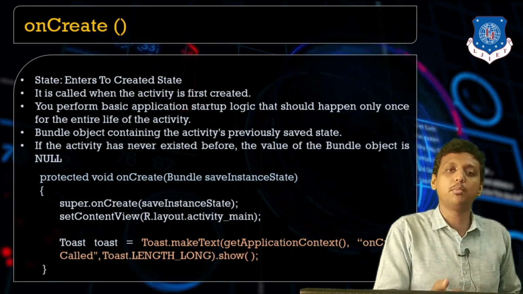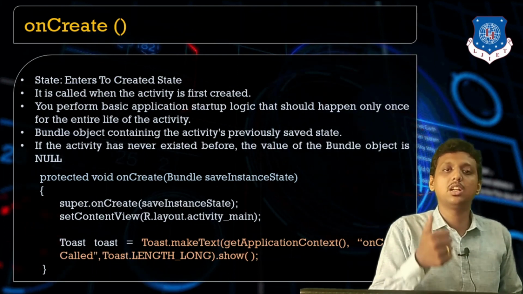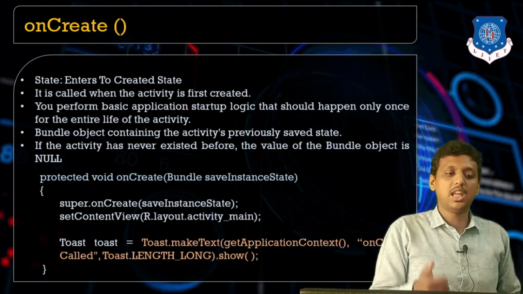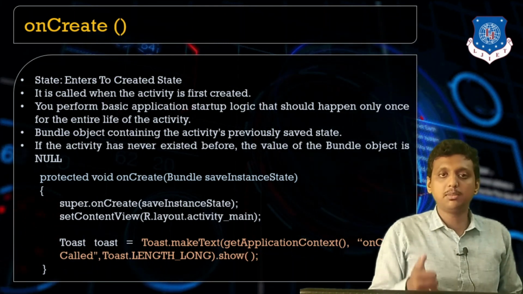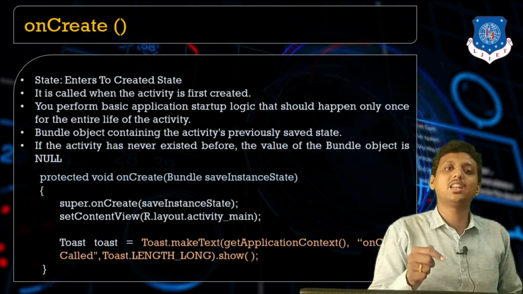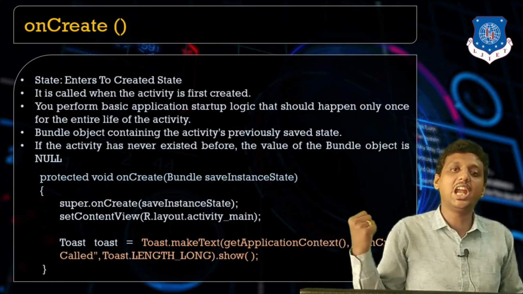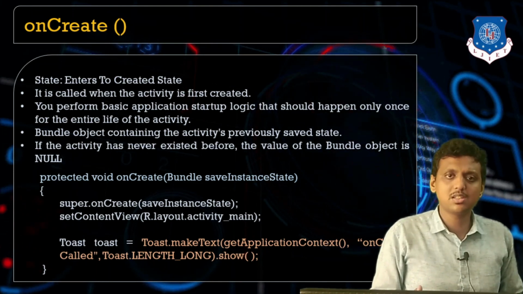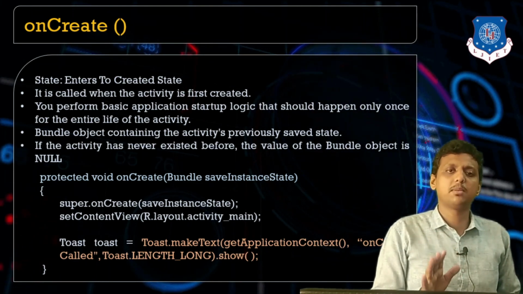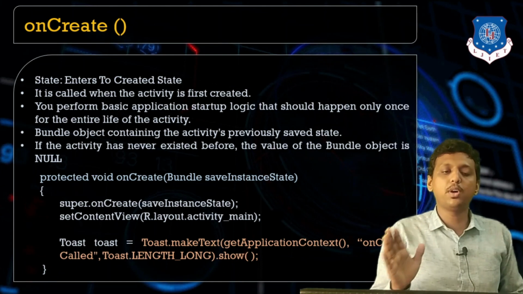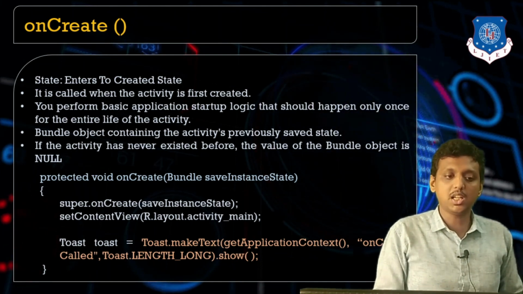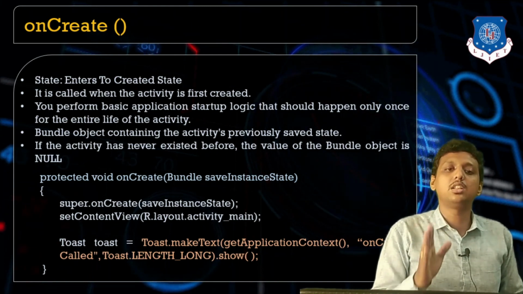I have already informed you that the onCreate method has a bundle object as a parameter. Then super.onCreate, because this method should be inside the extended class, in the child class. So what class do we need to inherit for this? I will explain, just keep some patience. So super.onCreate, and inside we need to pass the bundle object, then setContentView.